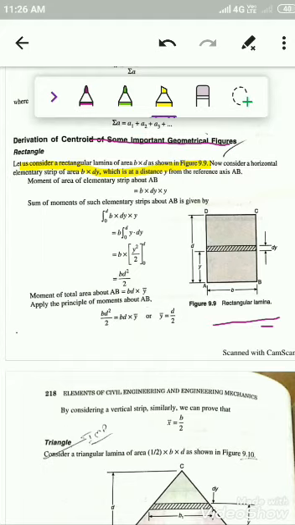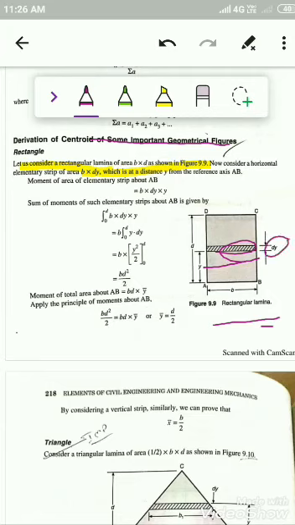Consider the elementary strip of area B into dy, which is at a distance of y from AB. Here they have considered the rectangular lamina, a rectangular lamina of sides B into D, and you are going to consider the elementary strip here. This is an elementary strip, and because it has the width of B and thickness dy, the area is B into dy.